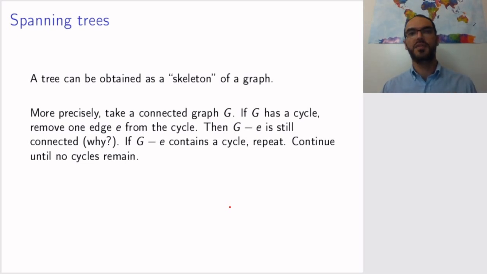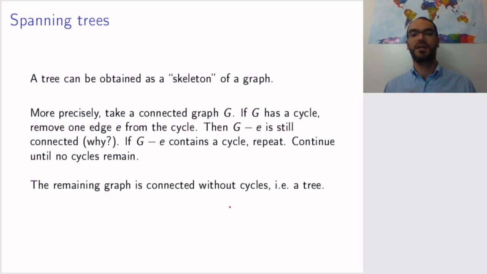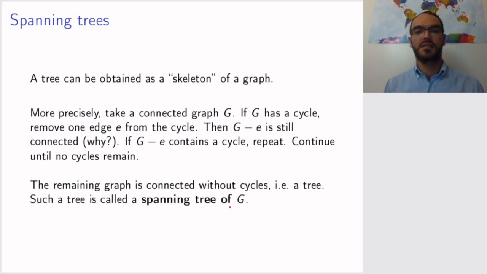At each step, you keep the graph connected. And since you started with a graph with finitely many edges, after a finite number of steps, you will have no cycles. That is the source of happiness, because now we have a tree, a connected graph without any cycles. Such a tree is called a spanning tree of G. So it is this skeleton tree that I was talking about earlier.